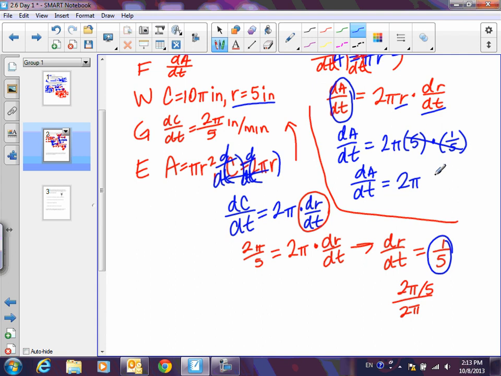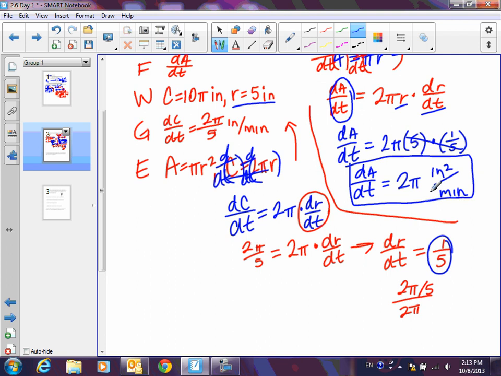Units here. Area is inches squared. Time is minutes. So there's my final simplified answer. What this means is the area is changing 2 pi. It's increasing 2 pi inches squared per minute. And that was what our question was asking us. And the answer is positive, which is good.